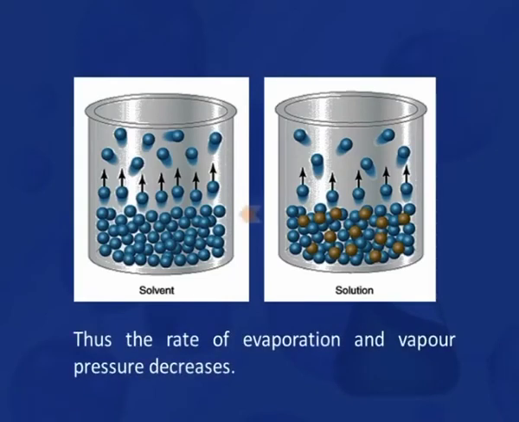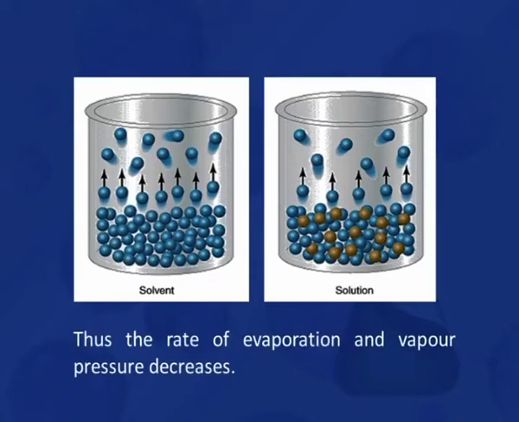In the first figure, there are solvent particles only, but in the second figure, some solute particles have occupied the surface, and hence the number of solvent particles which can escape out in vapor phase becomes less. Hence, the vapor pressure in the second case is lowered.